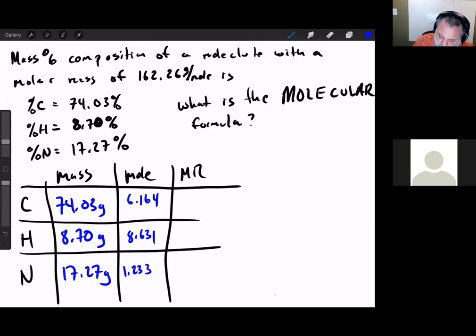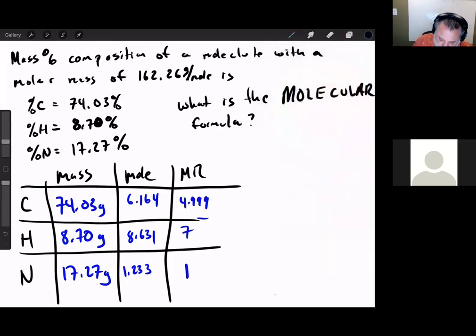Okay, what are the mole ratios? The smallest value here is 1.233, so divide every number by that one. 6.164 divided by 1.233, I get 4.999. 8.631 divided by 1.233, and I get 7. So I figured out the empirical formula.